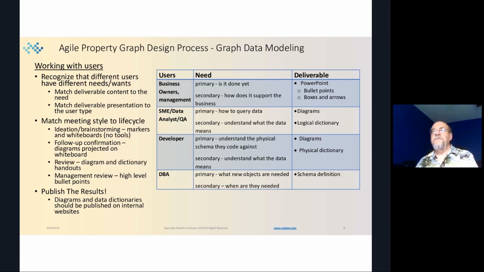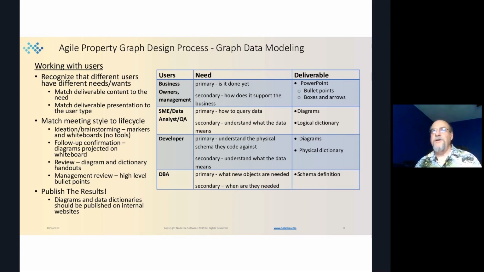And finally, publish your results. I've proven this over and over again. Take your diagrams, your dictionaries of definitions, put them out there on an intranet. Email them to your developers, your SMEs. They love this stuff and they will use it. So you get a real benefit from doing that because it's not just something that gets shoved in a drawer. They'll actually use this documentation.